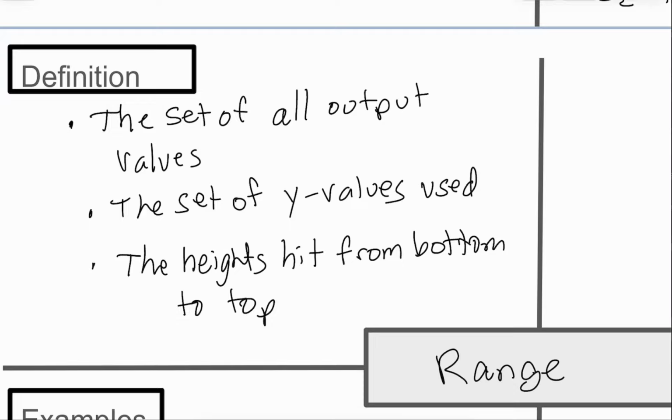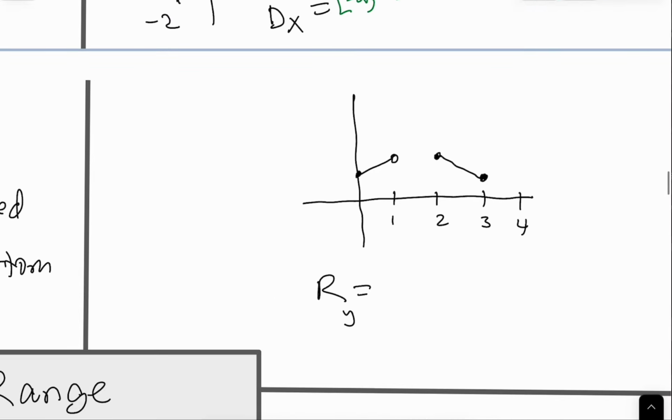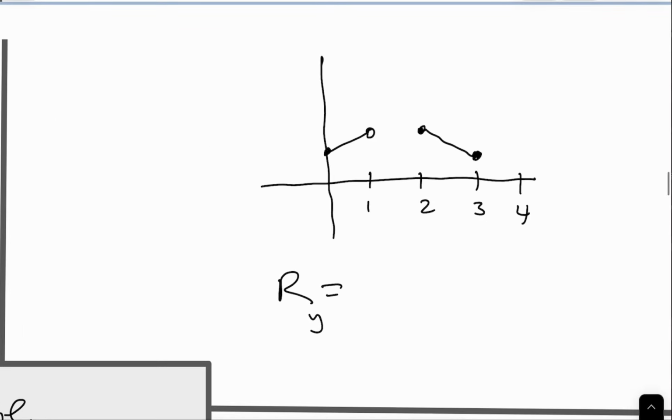Now let's go in the right corner. In the right corner, I'll be putting what I think of as graphical interpretation. The range are the y values we've used, so I use this little subscript notation to remind you of that. And we are thinking about the heights.